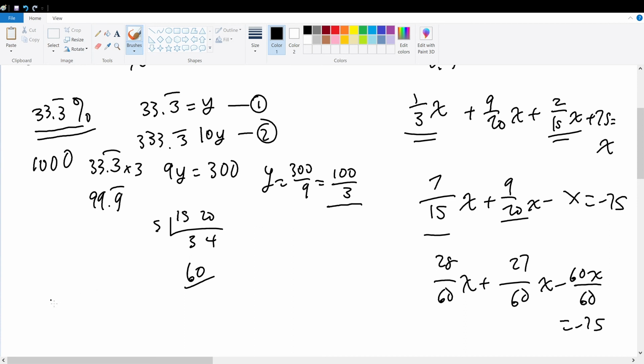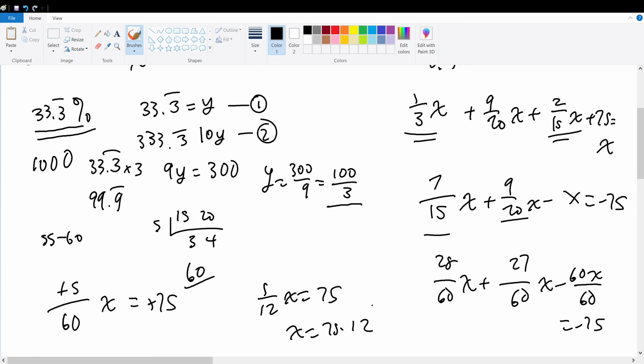And then if I write it here, this should give us a 60 in the denominator, and in the numerator we would get 55 minus 60, which is negative 5 over 60 x is equal to negative 75. We can cancel out the negative signs to get 1 over 12 x is equal to 75. Hence, x is equal to 75 times 12. And if we do some long multiplication, that will be 900. Meaning that 900 students participated in this election, the solution to our question.